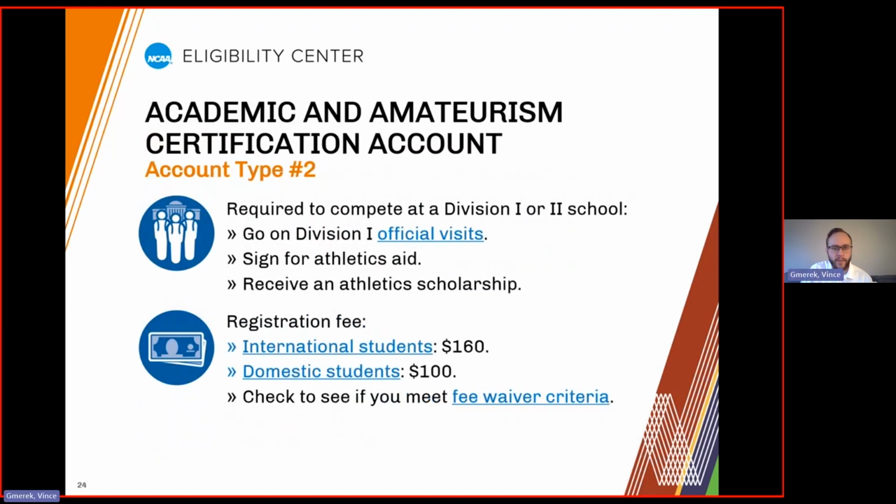So academic and amateurism certification accounts, again, are our normal accounts. They are required to compete at a Division I or a Division II school unless you are transferring from another college or university. And they're required for you to sign an athletics aid agreement, to go on Division I official visits, or to receive an athletic scholarship. The registration fee for international students is $160.